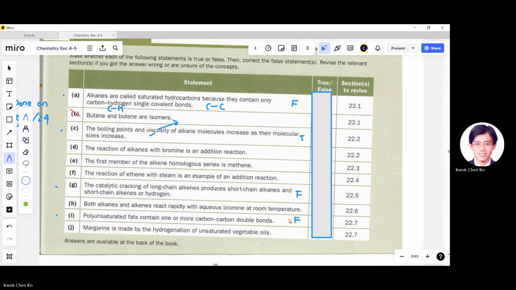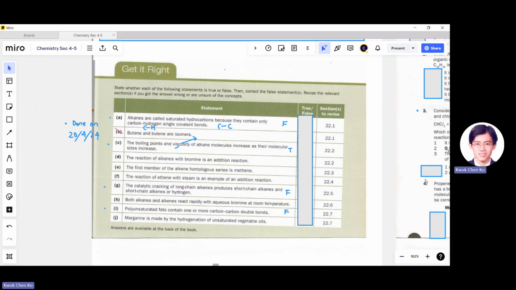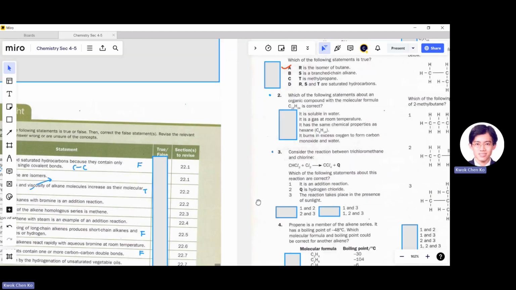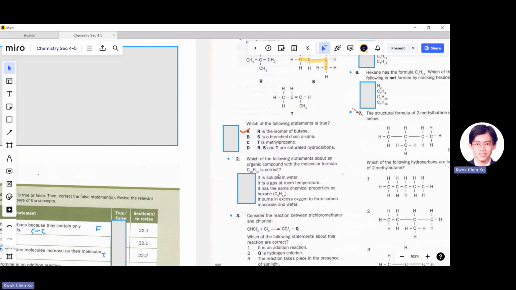Last one, right? False, because I really stress on the word poly. Poly means two or more. It's not one or more. Okay, it's tricky. But luckily, true or false doesn't come up in your O levels. Okay, MCQ.